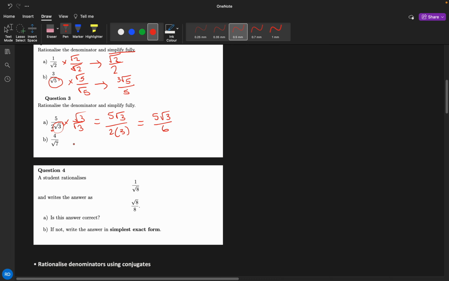So we'll do this one now. We're going to multiply it by root 7 on 7, which is going to be 4 root 7 on 7. And done. Now we have all rational denominators.